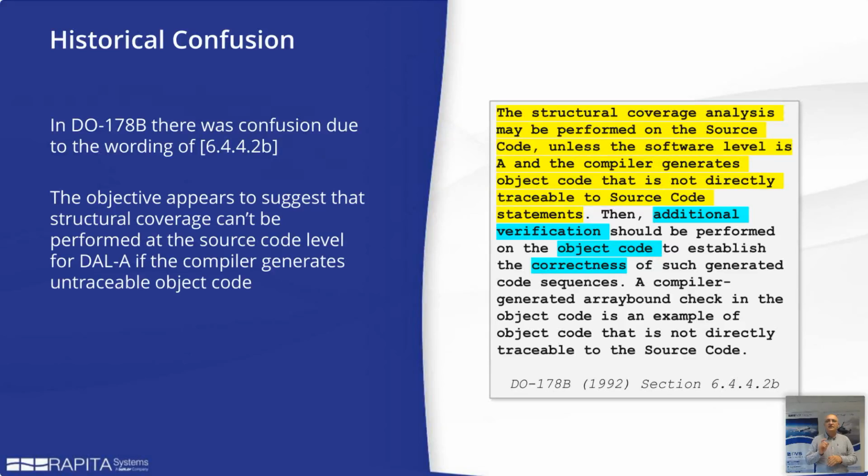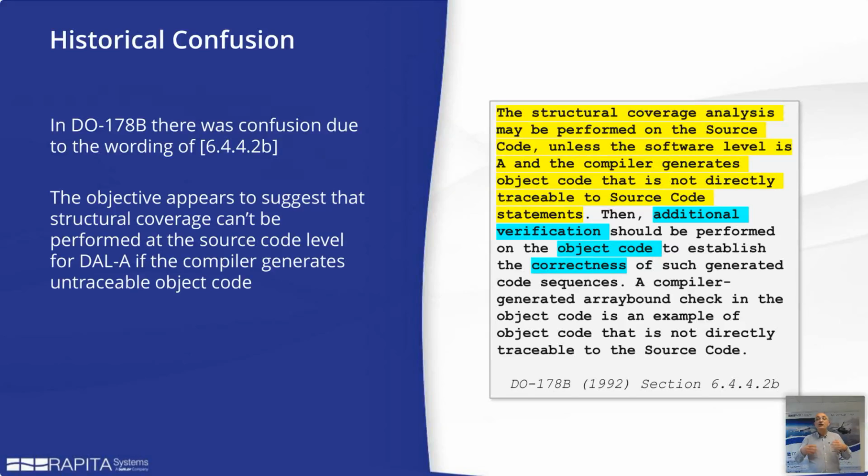The text says the structural coverage analysis may be performed on the source code, unless the software is level A and the compiler generates object code that is not directly traceable to the source code. So that means that if your system is level A and this code is not traceable to source code, then you need to do something else.